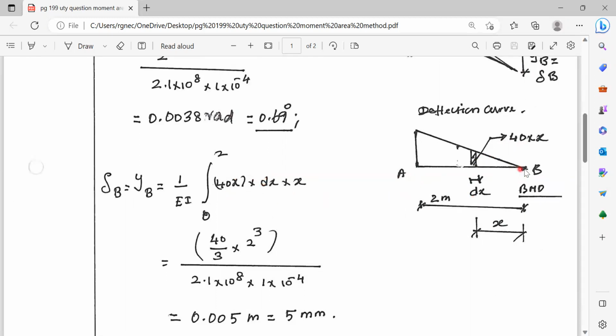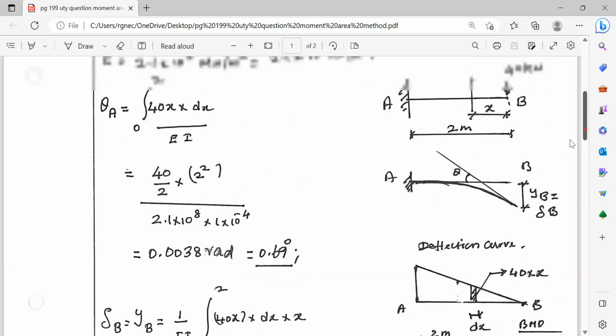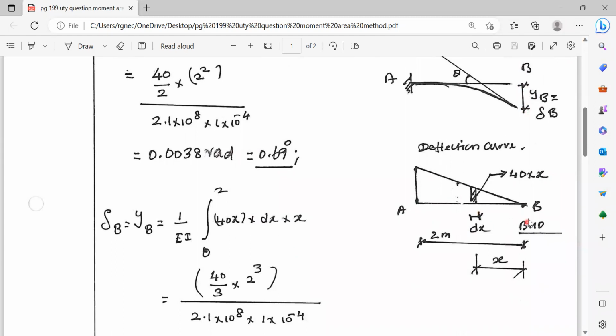This is the area of the bending moment diagram. And you have to take moment about B, because we are getting the value of YB. Therefore, we have to take the moment of the bending moment diagram with respect to B. And this is at a distance of X from B. Therefore, into X: this is the bending moment coordinate into dx, this is the area, and into X is the moment of the area of the bending moment diagram. This much needs to be integrated between 0 to 2.